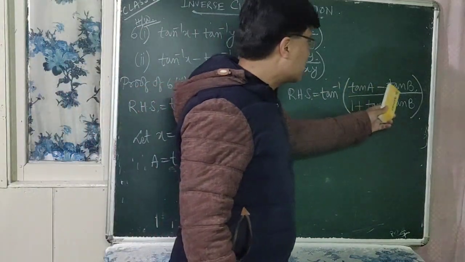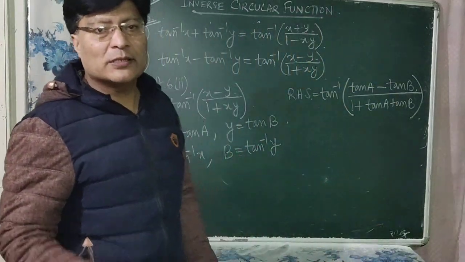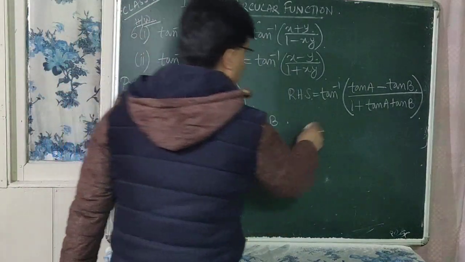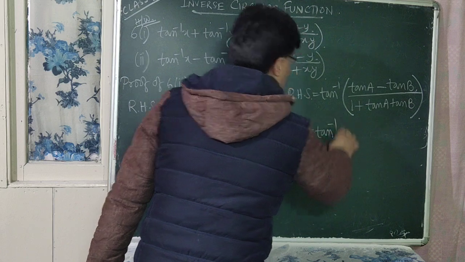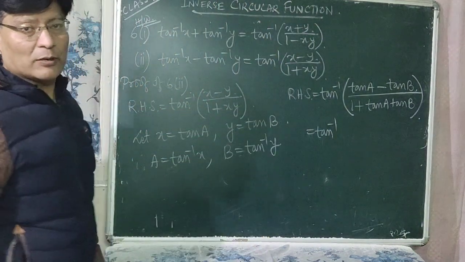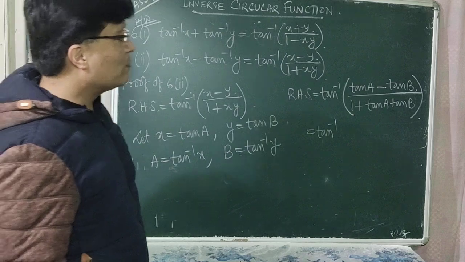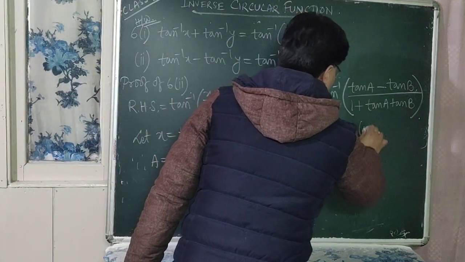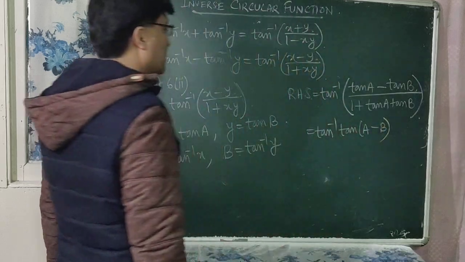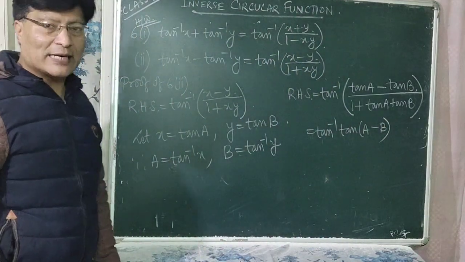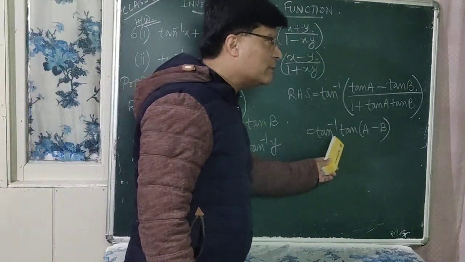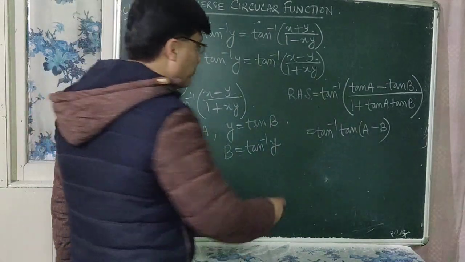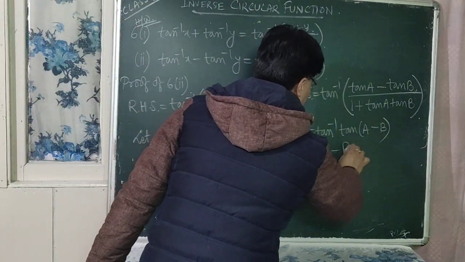Now what is tan A minus tan B upon 1 plus tan A tan B? What is the formula here? That is tan of A minus B. Okay. So which is equal to tan inverse, your compound angle formula: tan A minus tan B upon 1 plus tan A tan B was tan of A minus B. So we got tan inverse tan of A minus B. It is just like your tan inverse tan x. Tan inverse tan x, we just write x. Here it becomes A minus B.